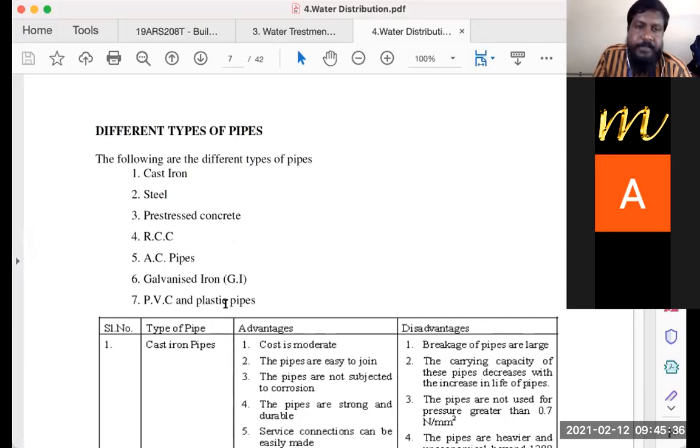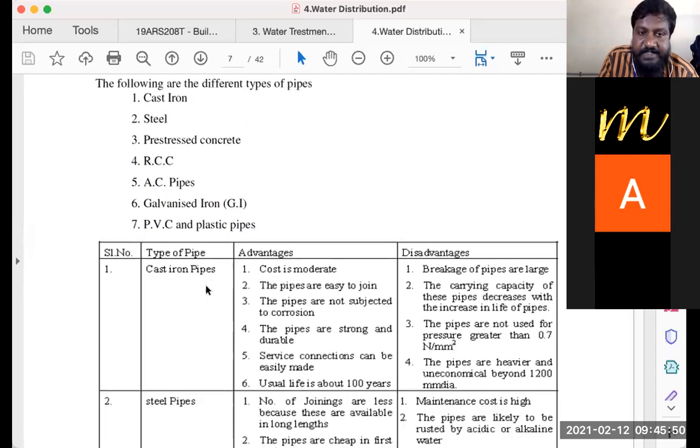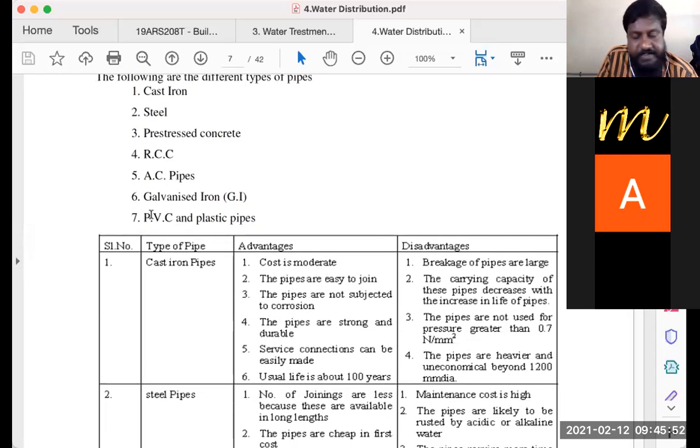What are the different types of pipes? Cast iron pipes were used, steel pipes, pre-stressed concrete, reinforced concrete, AC, aluminum cast pipes, galvanized iron pipes, and PVC. PVC is the older form. The much upgraded version is UPVC, which is unplasticized PVC.